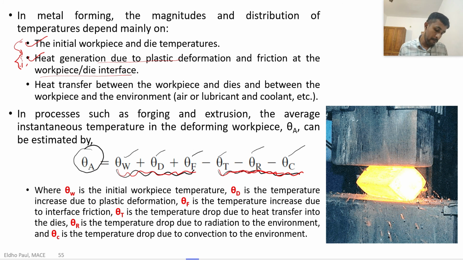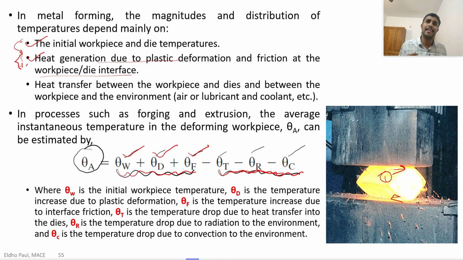What is QW? Initial work temperature. Some heat is already in the initial workpiece. That is QW. QD is the temperature increase due to plastic deformation. Mechanical energy is converted to heat energy during plastic deformation, which also increases the temperature. QF is the frictional heat between the workpiece and the die. There will be some friction, which also develops heat. So these are the three reasons for heat generation.